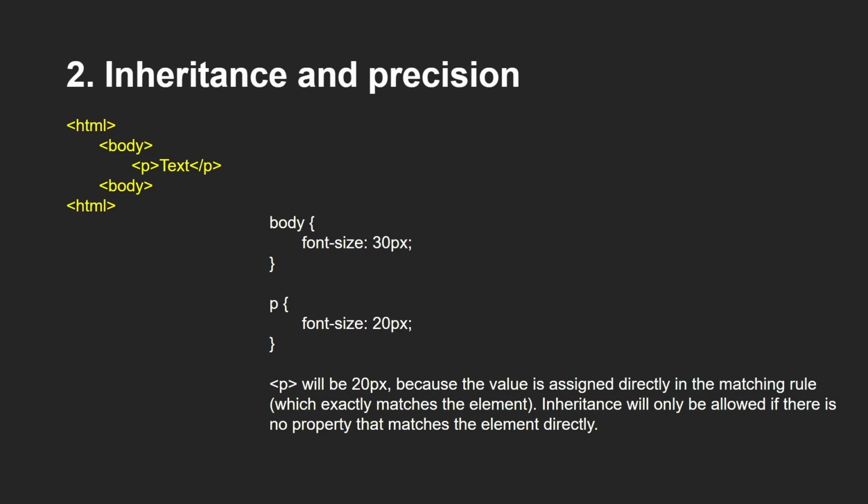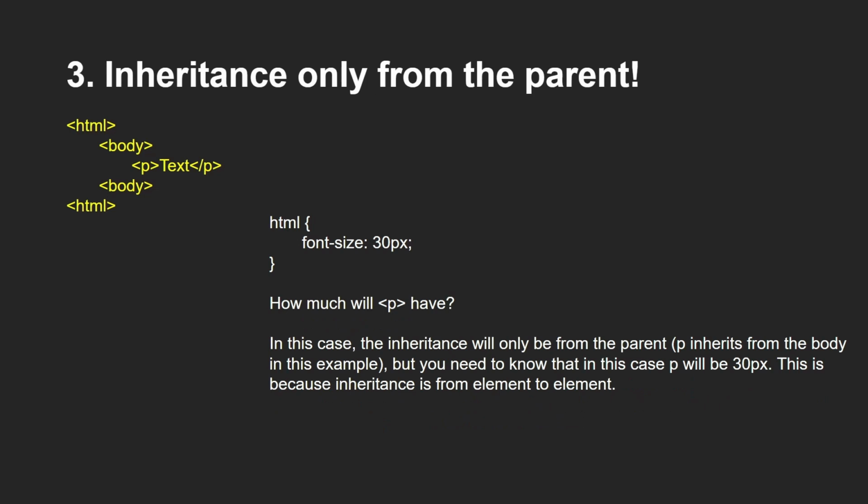If we didn't assign these 20 pixels precisely to the p tag, it would inherit the font size from the body tag, which would be 30 pixels. But since we built the CSS rule precisely for our P element, it will get the font size precisely assigned to it. As I said, inheritance only works from the parent element.